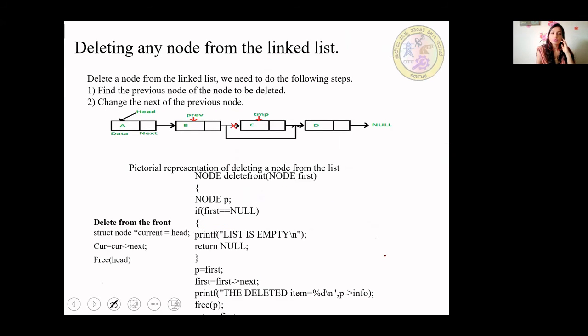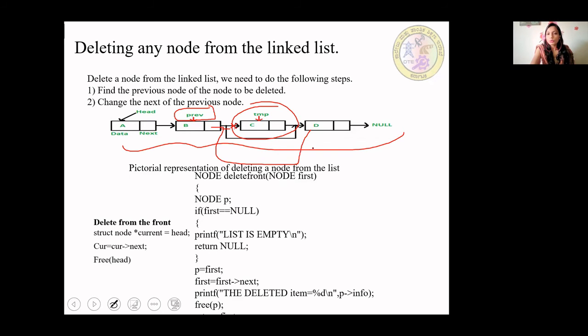Next, delete a node from a linked list. You can delete the node from the front, from the end or anywhere. So, here see, one example is there. They want to delete this node. To delete that node, what we should know? The previous node and this node. After knowing the previous node, next of this node has to point to next of the deleted node. We have to change the pointers.